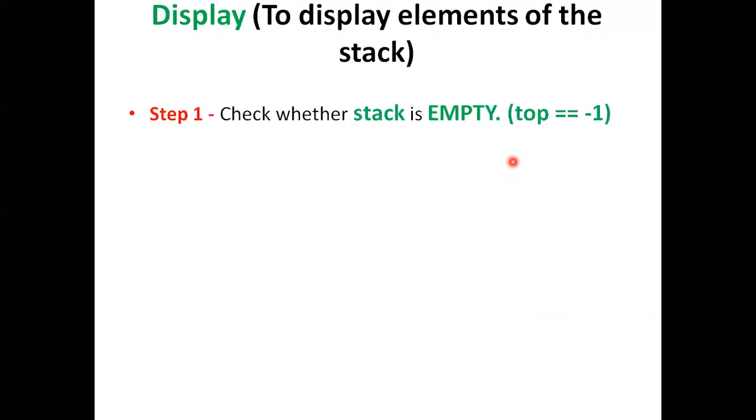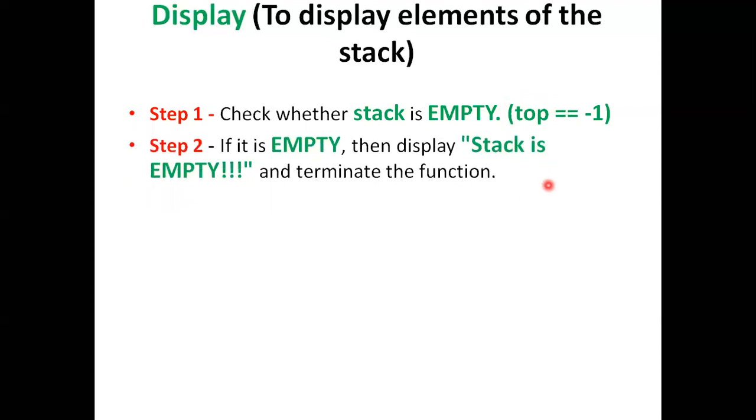Now one more operation for the stack, that is display. Display is used to display the elements from the stack. So how to display the elements from the stack? We have to check the condition whether the stack is empty or not. If it is empty, we cannot display any elements from the stack. Now how to check whether the stack is empty or not? Here we are using one condition: top is equal to minus 1. Top equal to minus 1 means the stack is empty, so we cannot display the elements.